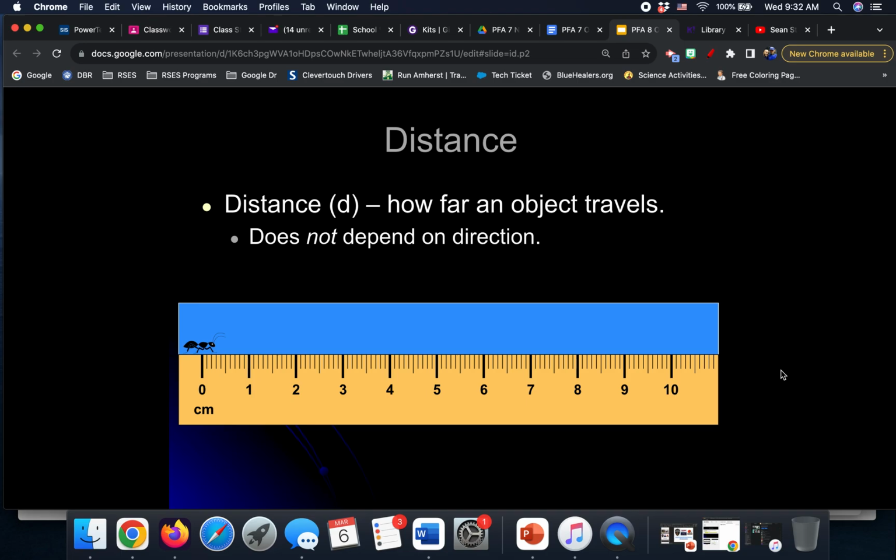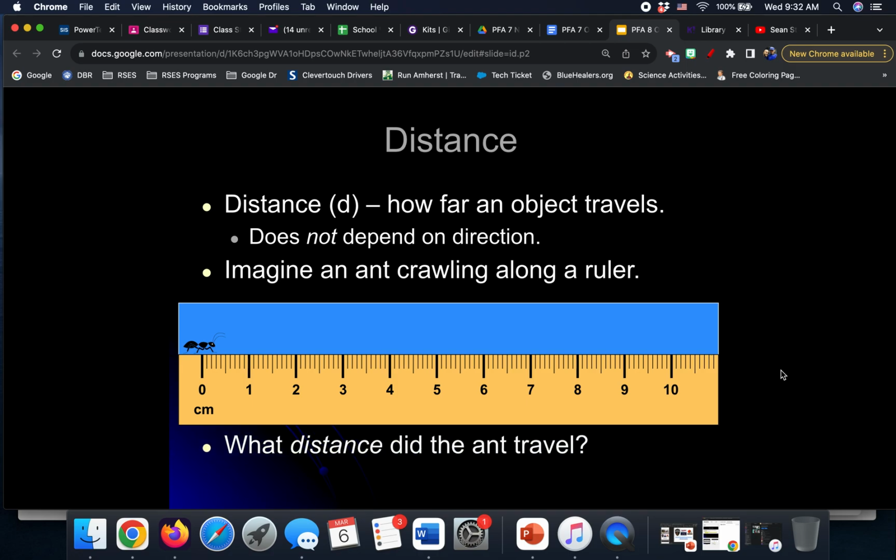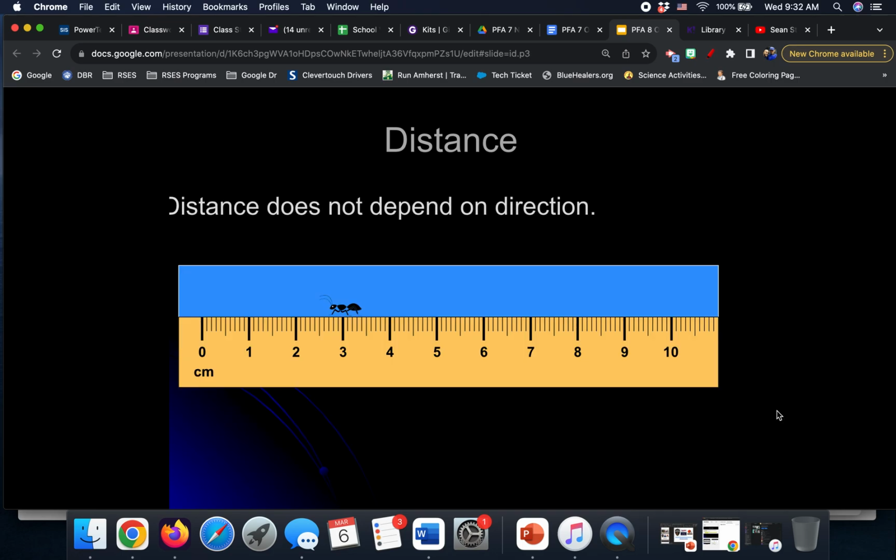Doesn't matter if they're traveling east, west, north, south, left, right. It's just how much they actually move. We'll see this ant moving on the ruler. If he goes to the point here, he's moved 3 centimeters. His distance was 3 centimeters. Again, common sense, that's nothing new.